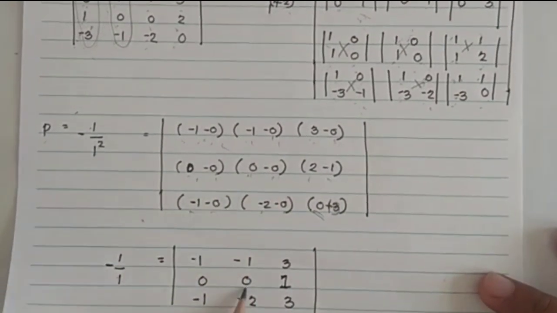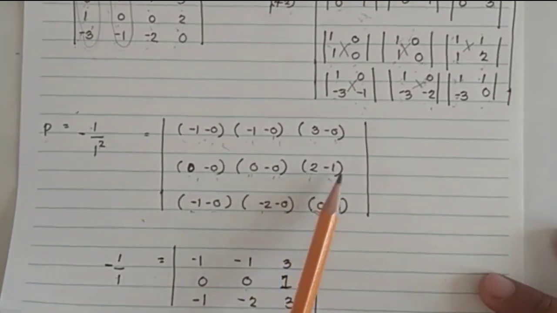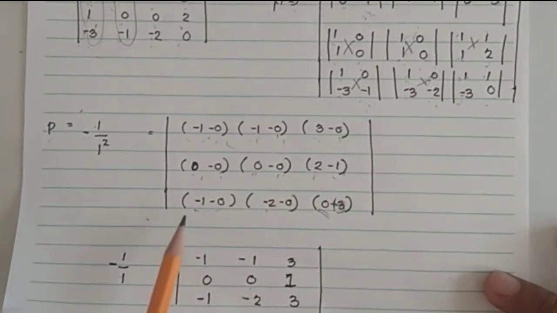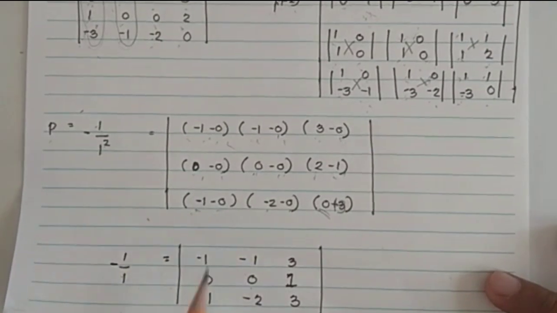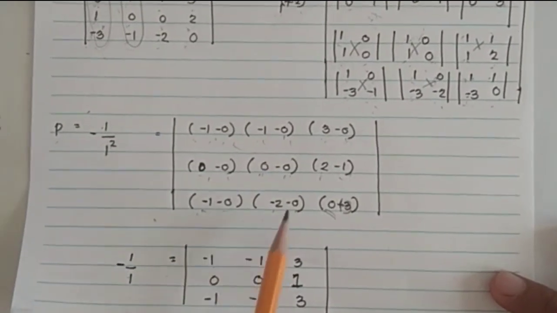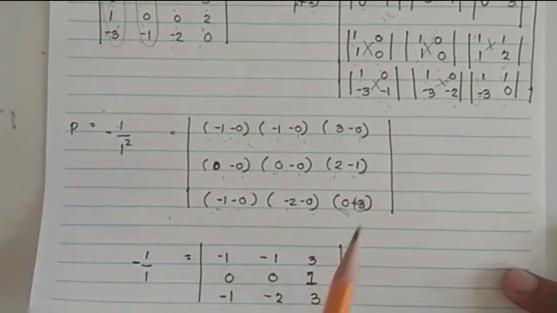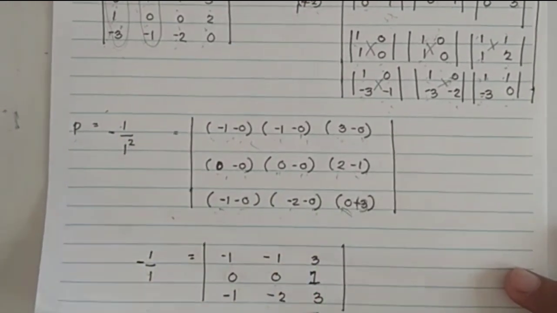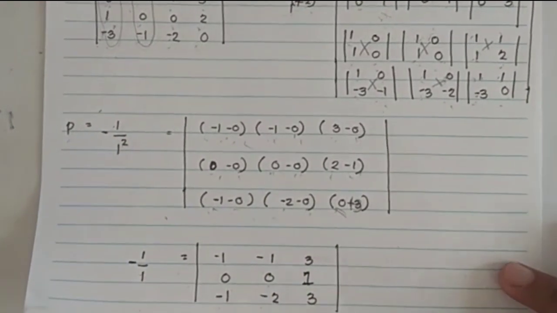0 minus 0 is equal to 0. 2 minus 1 is equal to 1. Negative 1 minus 0 is negative 1. Negative 2 minus 0 is negative 2. And then 0 plus 3 is equal to 3.